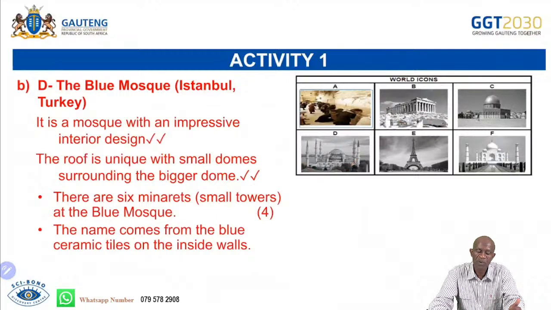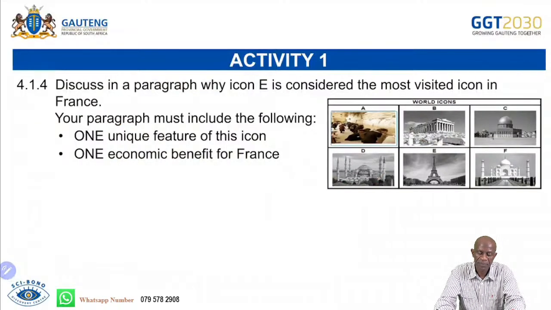But as we explore further the Blue Mosque in terms of unique features, there are 6 minarets or small towers at the Blue Mosque. So this is what makes it also unique. The name comes from the blue ceramic tiles on the inside wall. So these are the 4 unique features of the Blue Mosque, which is located in Istanbul. Let's move to another activity.